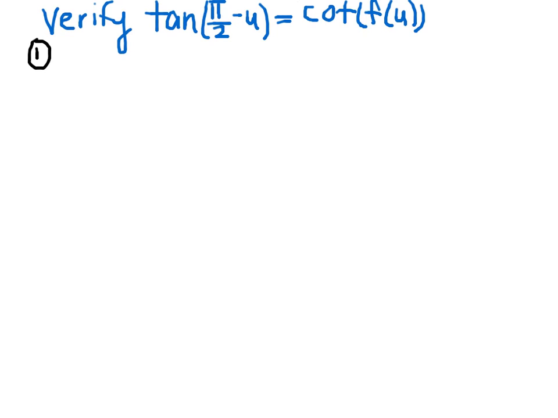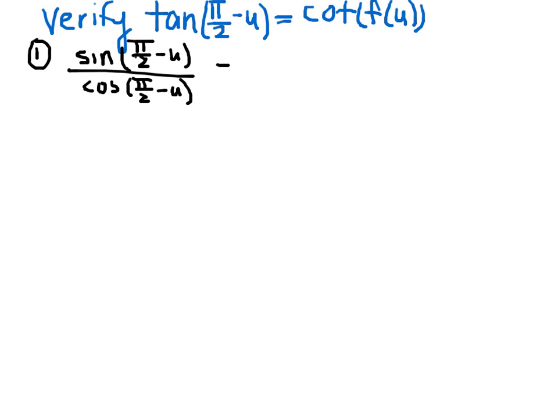And we also want to change tangent into sines and cosines. So we're going to write tangent of pi over 2 minus u as sine of pi over 2 minus u divided by cosine of pi over 2 minus u. That's the left-hand side.